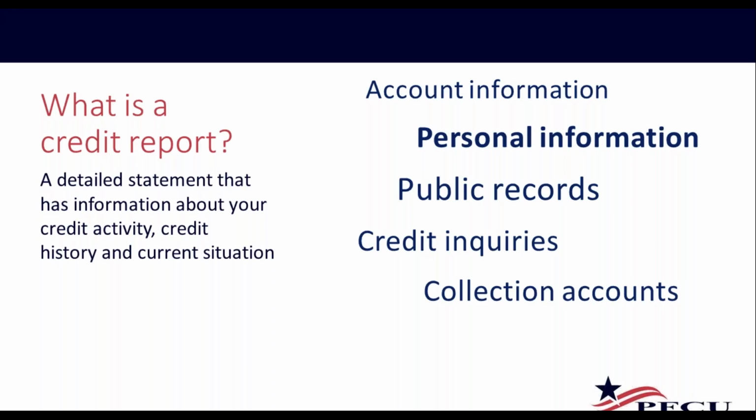Collection accounts, any accounts that have been turned over to a collection agency. And then dispute file information. This will be on your credit report if you have disputed a negative item on your report. Things that are not included in your credit report are things like race, national origin, religion, marital status, your checking and savings account information, retirement accounts, things like that.